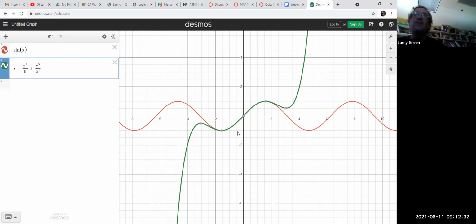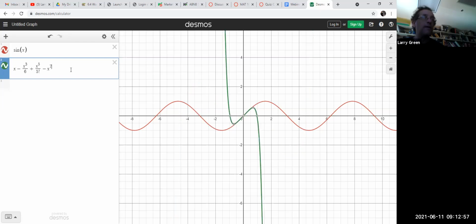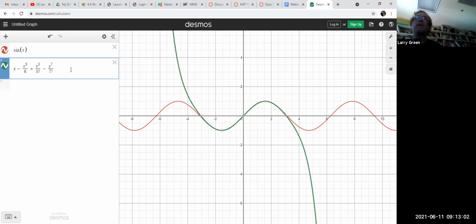And look to see what's going on. Is it getting like a better and better approximation? Right? Do you see that's a lot better than a tangent line, isn't it? The tangent line isn't going to do this stuff over here or over here. And then if I go to the next one, minus x to the 7th over 7 factorial, then it's even better for sine of x.